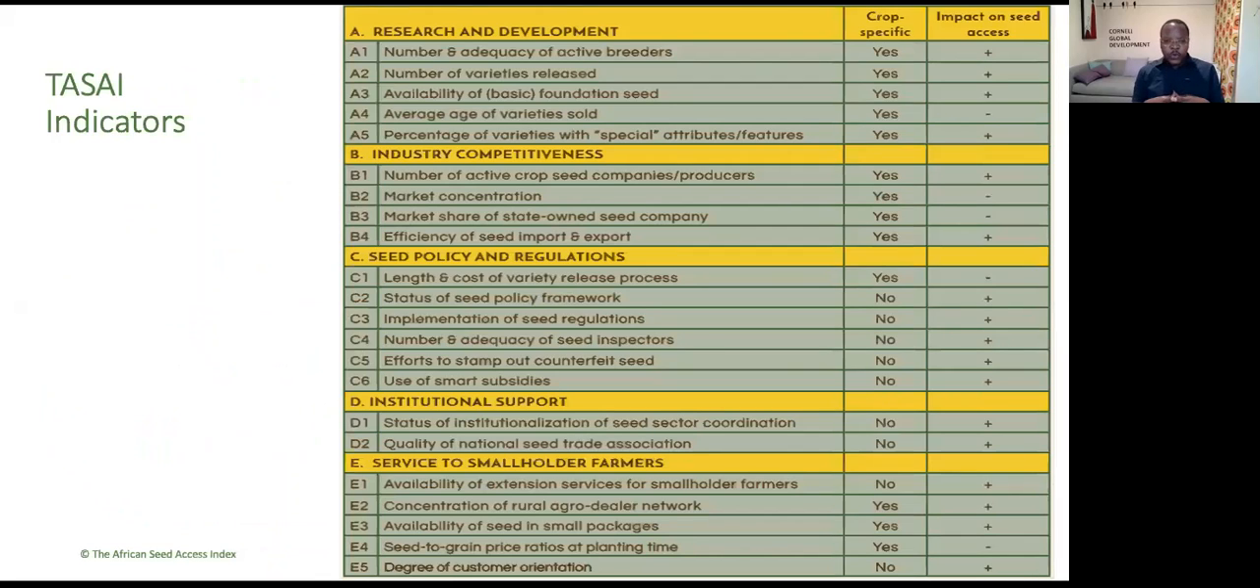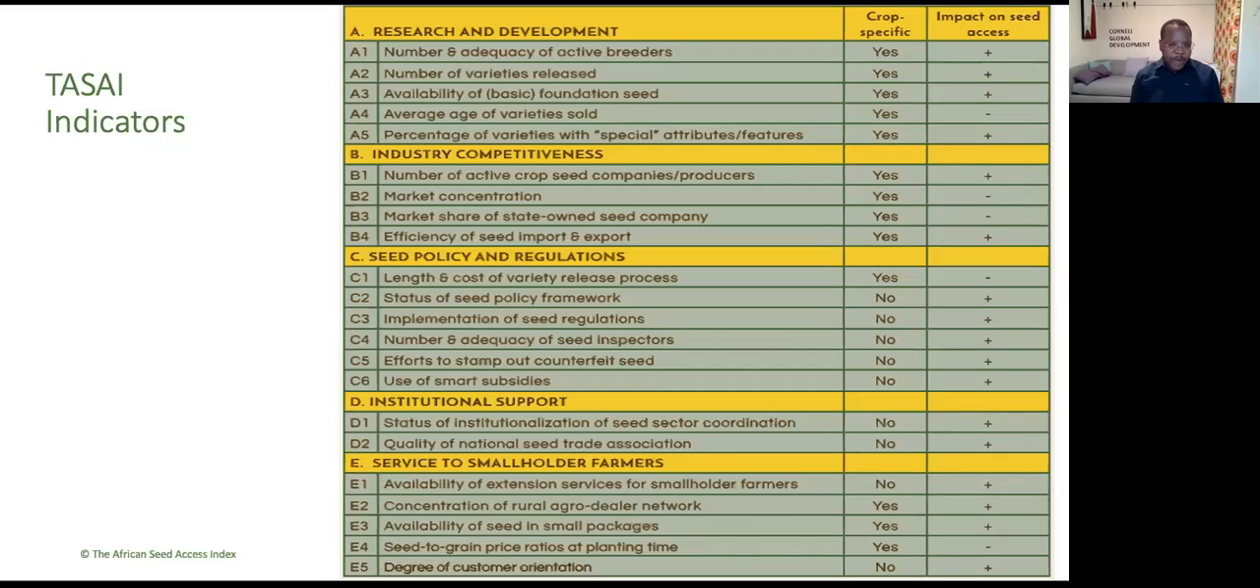We developed this tool. Right now it has about 22 different indicators under those 5 distinct areas. So I'll give you an example. We look at research and development. We look at the number and adequacy of active breeders. We also look at the number of varieties being released, the availability of basic seed, age of varieties, and percentage of new varieties with special features. That's just in one area. And some of those are measured at crop level. And you can see in the last column whether they have a positive or negative impact on seed access by smallholder farmers.